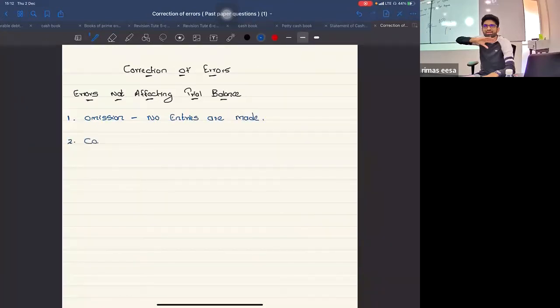Now I'm moving to error number 2, commission. Error number 2 is commission. So error number 1 is omission. Now I'm moving to error number 2, which is going to be commission.